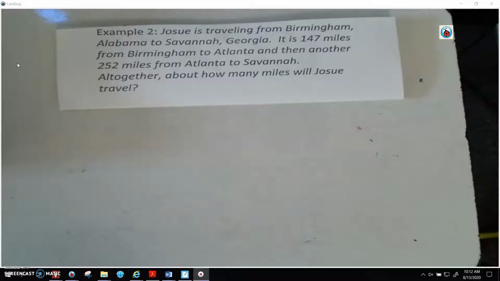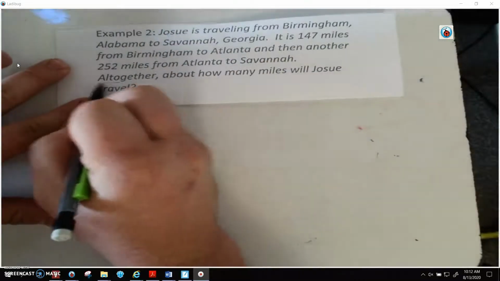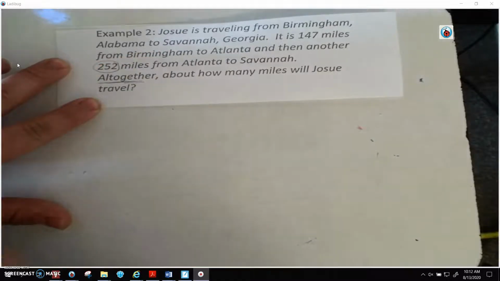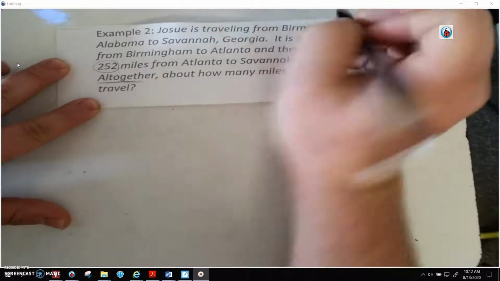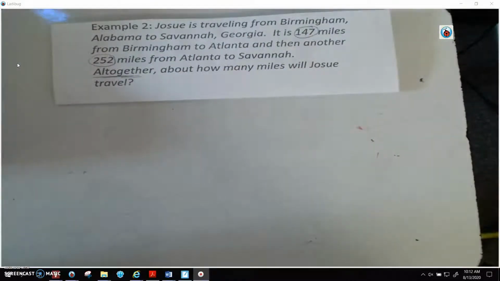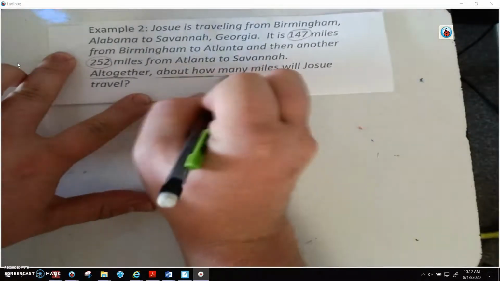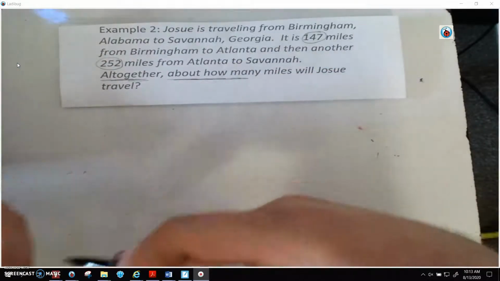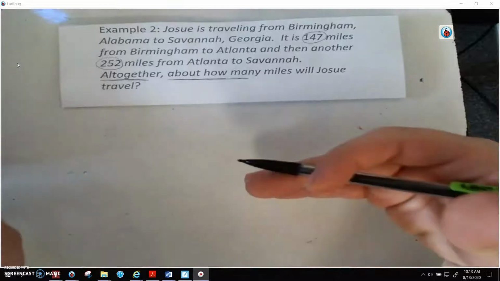Alright, so this problem is a little bit different from the other rounding problems that we've had. I see a key word right here. It says altogether. That means this 252 miles and this 147 miles, I want to know together how many miles that is. And also another key word, it says about how many. So it doesn't want me to add these two. It wants me to round and then figure it out. So it wants me to have a good estimation.